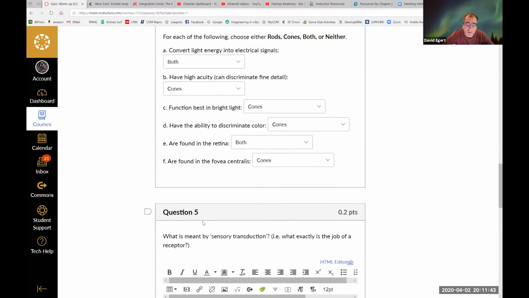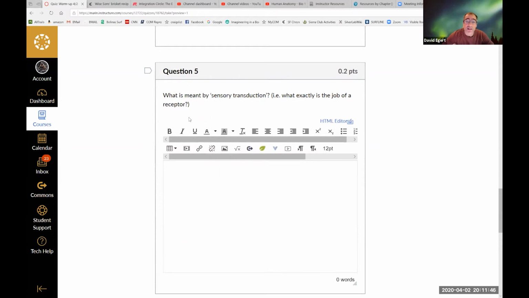and continue with this. What is meant by sensory transduction? Anybody? Taking a stimulus and converting it to an electrical signal. Exactly. Taking a stimulus, I'll just use her words exactly, and converting it into an electrical signal, basically for the system to process.